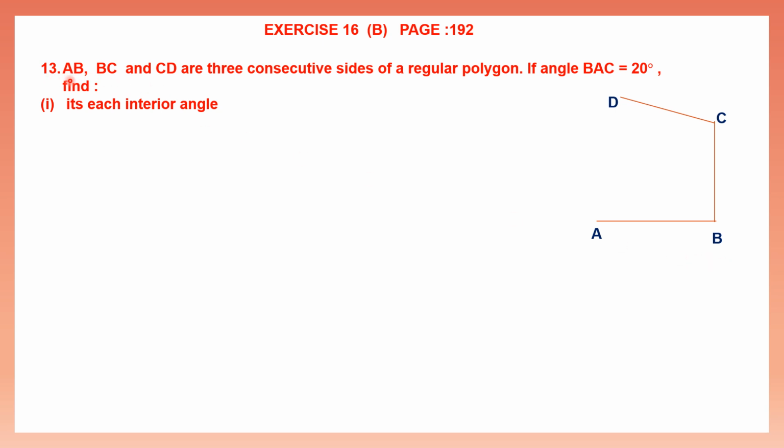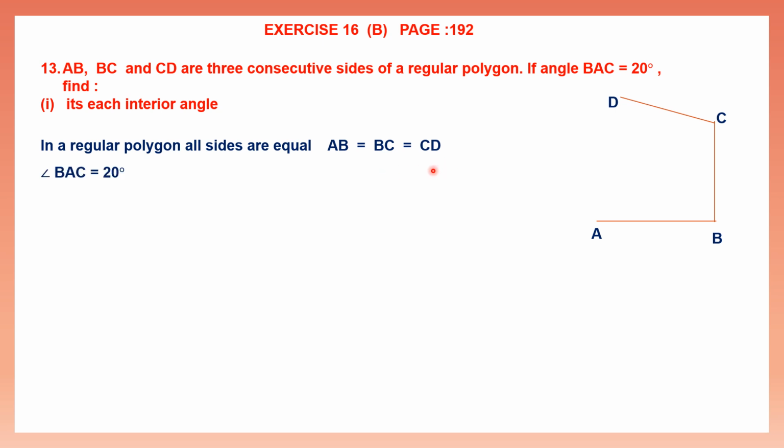So much is given to us: AB, BC and CD. These are the three consecutive sides of a regular polygon. And we know that in a regular polygon, all sides are equal. That means AB is equal to BC and that's equal to CD. So keep this in mind.